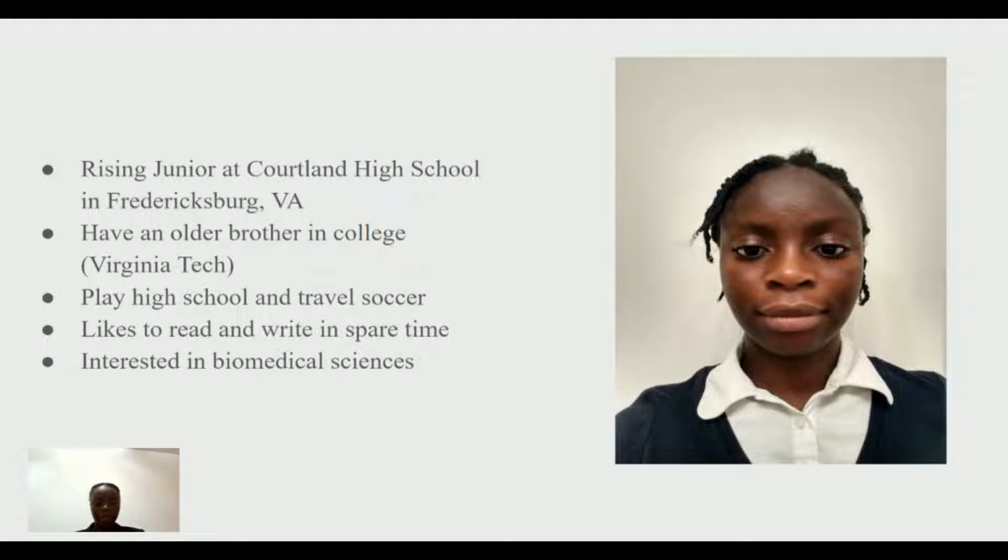So, to let you guys know a little bit more about me, I'm currently a rising junior at Cohen High School, and I live in Fredericksburg, Virginia. I live with my parents and have an older brother who's in college. I play travel soccer, and I also played for my high school team this past year. I plan to major in biomedical sciences and hopefully become a medical scientist, which is why my project involves health relations to air quality.